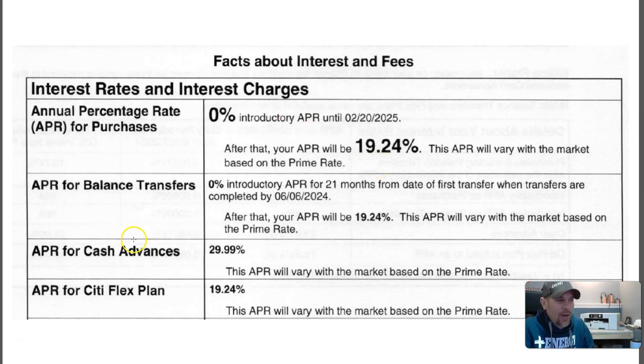It also has a 0% introductory APR for 21 months for balance transfers. There are fees for balance transfers. Each credit card is going to be different, which we're not really going to touch base on, but we will touch base on how the balance transfer works. What happens if you don't pay off the full amount after that introductory rate? And then of course we have cash advances, and this one has a Citi Flex Plan, which we're not going to get into because it's going to be different for each credit card. But understanding all of this is vitally important.